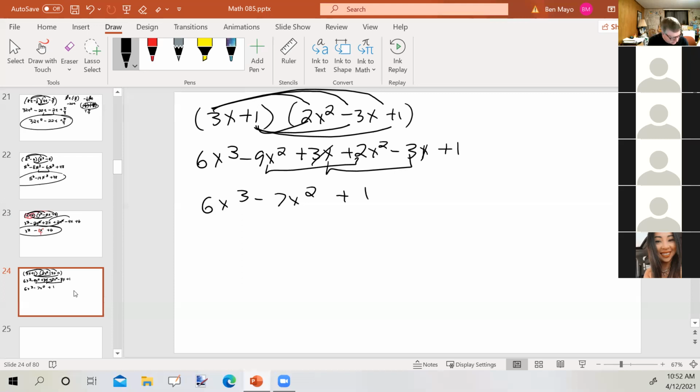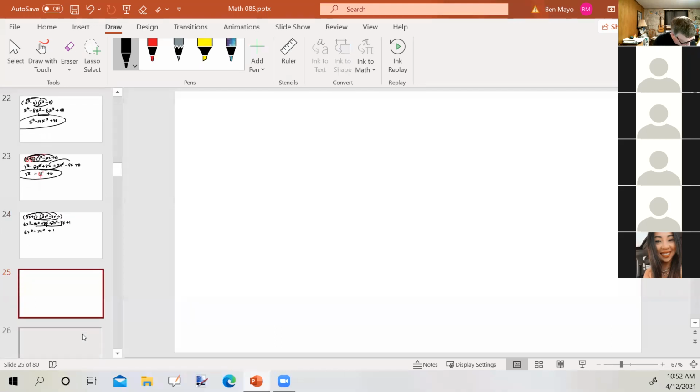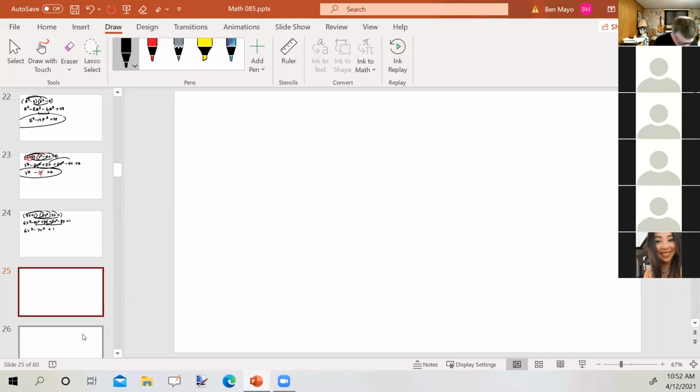Any questions there? All right, let's take a trinomial times a trinomial. So we've got r squared minus r plus 3 times r squared minus 4r minus 5. So now we're going to have 9 products.